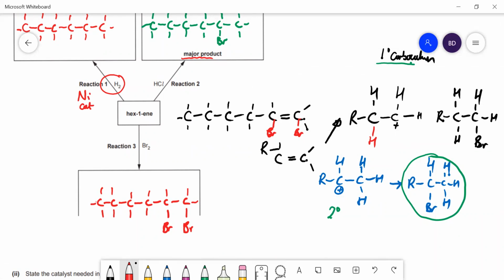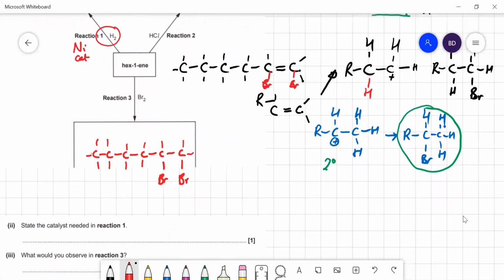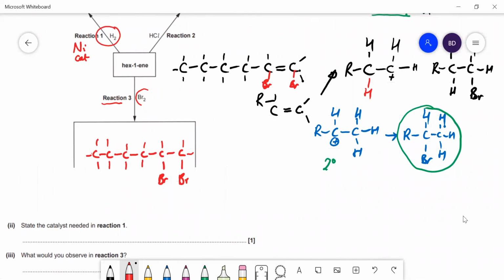And question 2, it says, what would you observe in reaction 3? What would you see here? Well, bromine water is red, and so it would decolorize the bromine, or if it's added as bromine water or bromine, doesn't matter. It will decolorize the bromine. So you lose the red color.